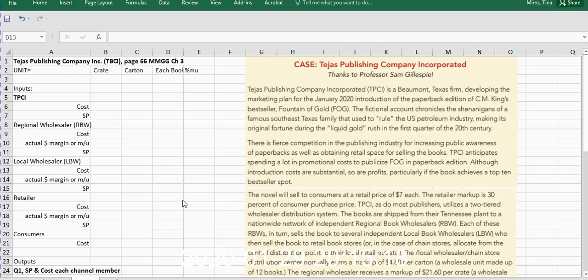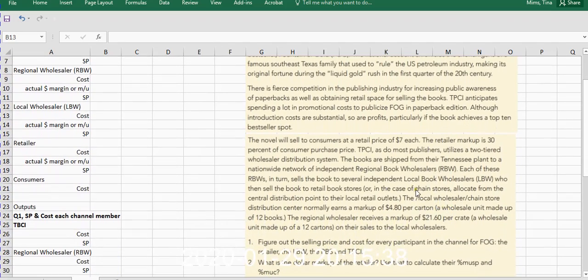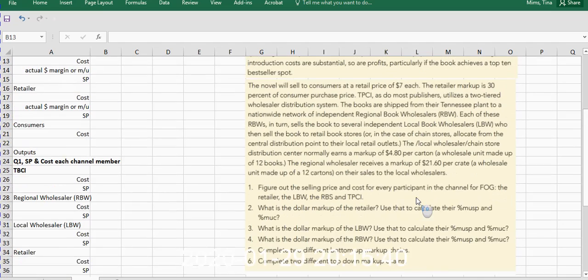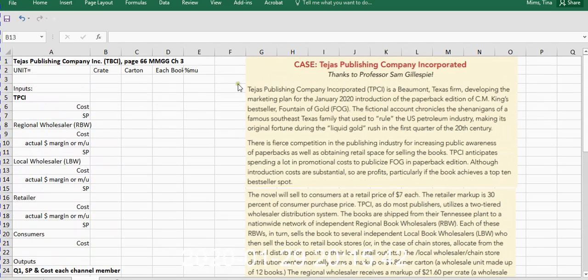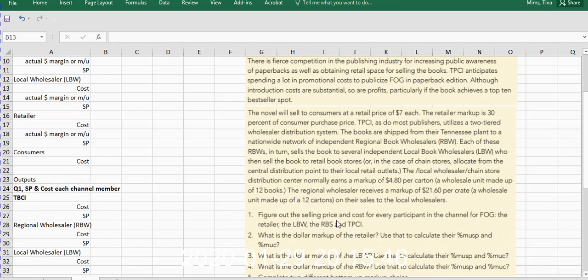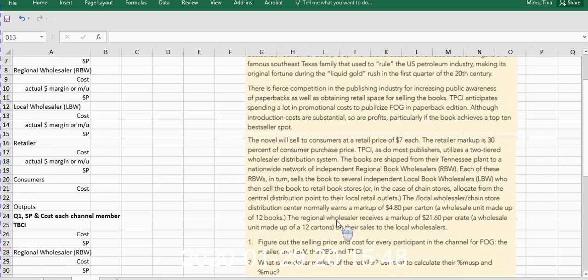I'm going to take us through the Tejas Publishing Company Incorporated case. It's on page 66, I believe, in chapter 3 of the MMGG textbook. Why don't you pause the recording and read through the case, become familiar with the numbers. I will be using Excel to prepare the case since you already have a handwritten approach to completing the case.